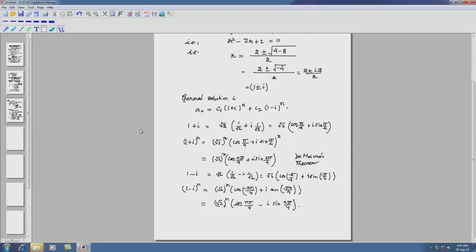Now, we will be replacing these expressions in place of 1 plus I raised to the power n and 1 minus I raised to the power n. Let us go to the next page now.